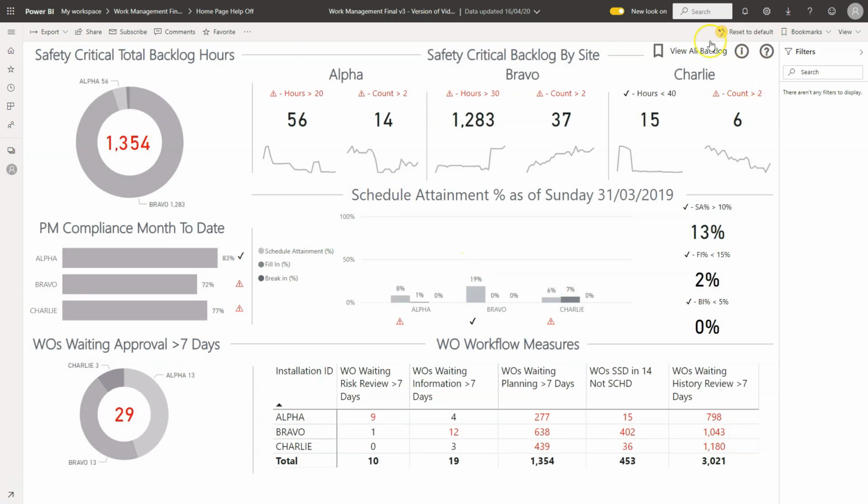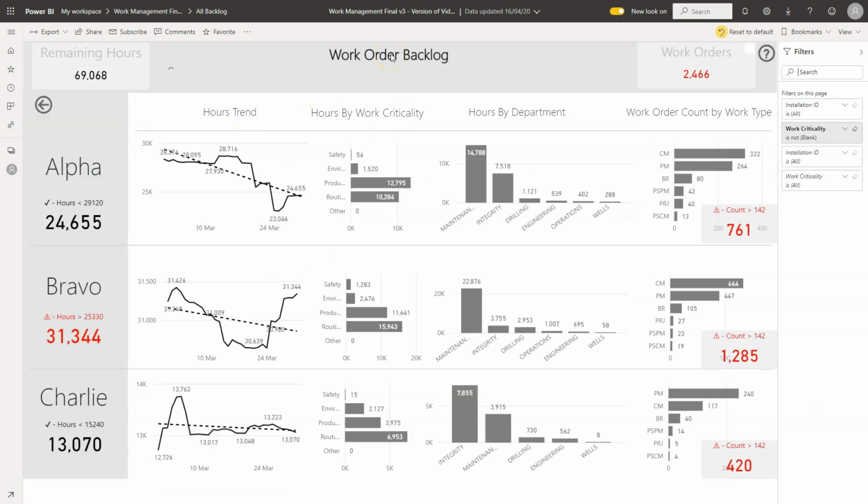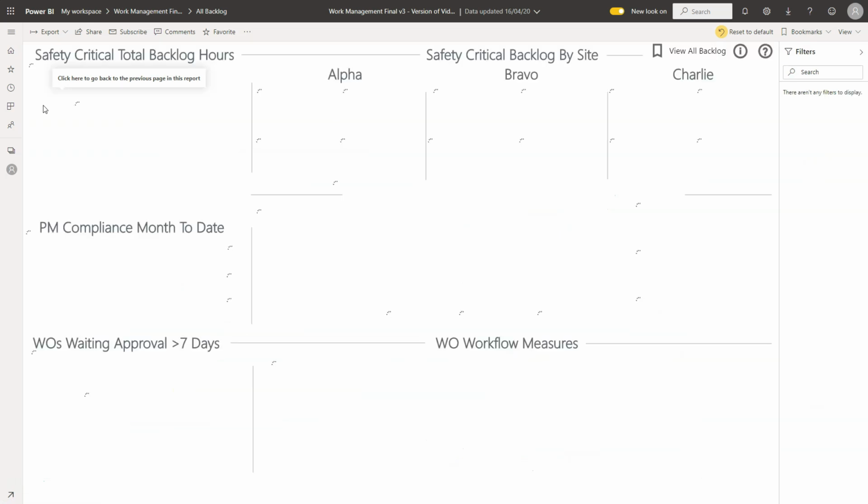Okay, so this button here is going to take us just to a backlog view. So that's going to be all of our backlog. So that's our safety critical backlog, but this is going to take us through to our work order backlog. Safety, environmental, production, routine, and other work. So this is just a copy of, or a dashboard that shows you all of the backlog for each of the sites. And then you can use that to go back again.